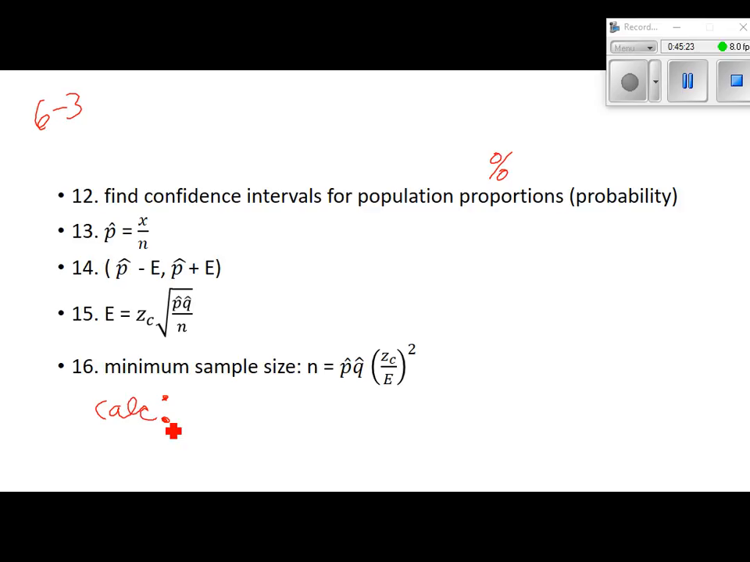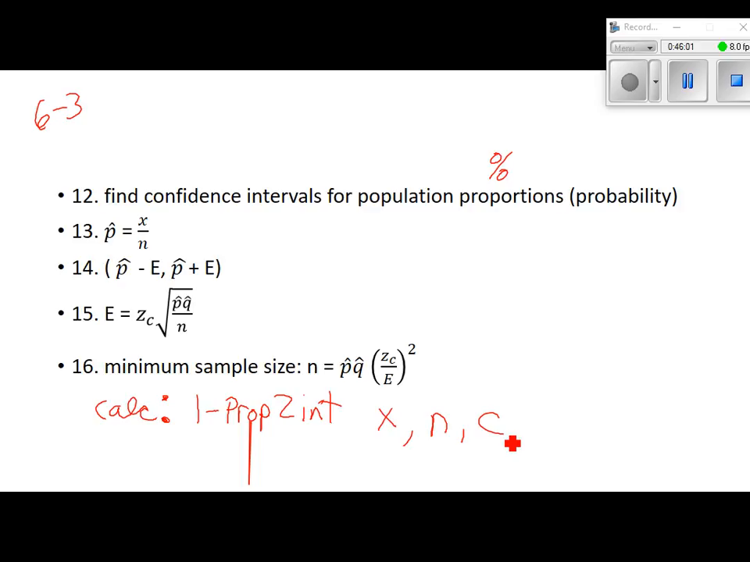Prop Z interval? What is it, one prop? Yeah, it's one prop Z interval. So on the calculator, use the one prop Z interval to come up with this. What do we need on that? It's just X. I think that's all it is. So one prop Z interval and all you need is your X.